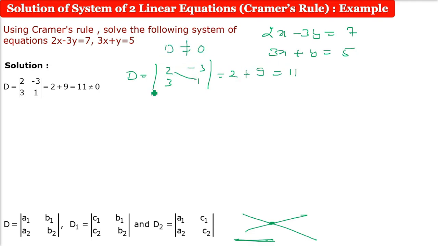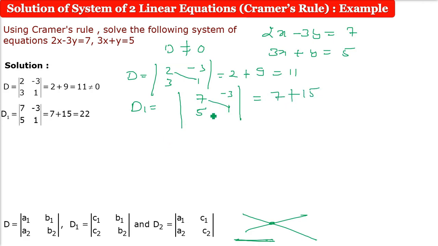Now let us take D1. In D1, the first column, 2 and 3, is replaced by 7 and 5, and we keep negative 3 and 1. So what do you get? 7 times 1 minus negative 3 times 5, which is 7 plus 15. So it becomes 22. D1 is not equal to 0.